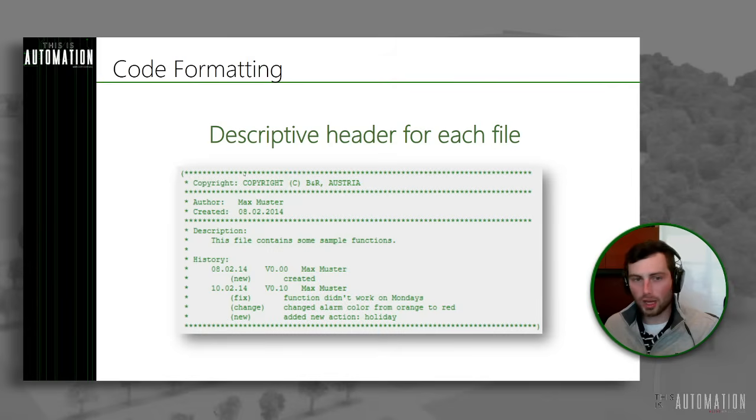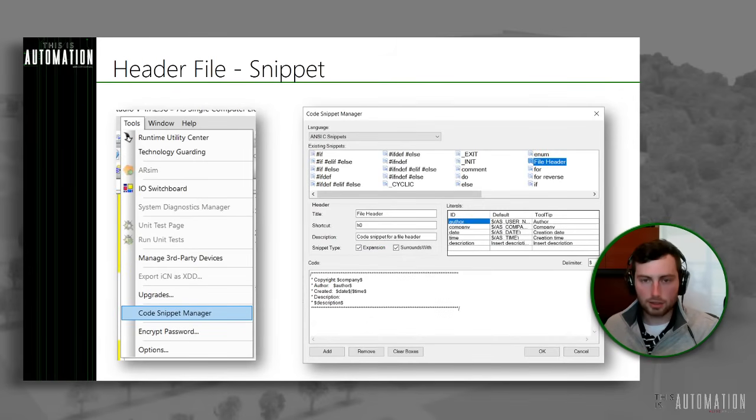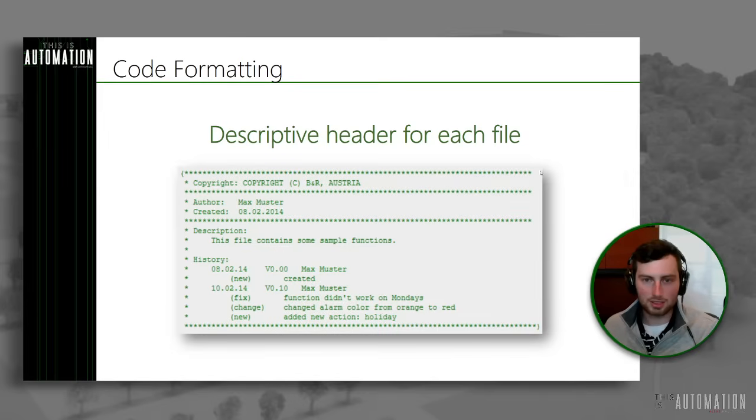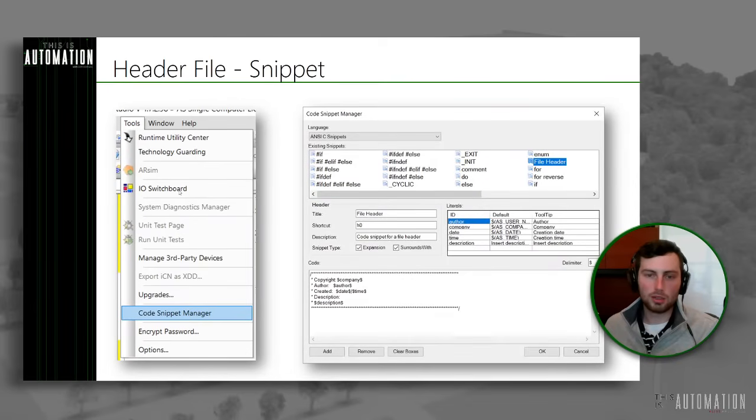What information you put in here is kind of up to you. It's recommended to put the company, the author, the date, a description of what the file does, and maybe in some cases a history. The nice thing about header files is that instead of having to type all these asterisks out yourself to comment this out at the top of a file, there's something you can use called snippets. Snippets are really nice to take code that you're going to use often, put it into these snippets, and then you can use some hotkeys to drop those in.